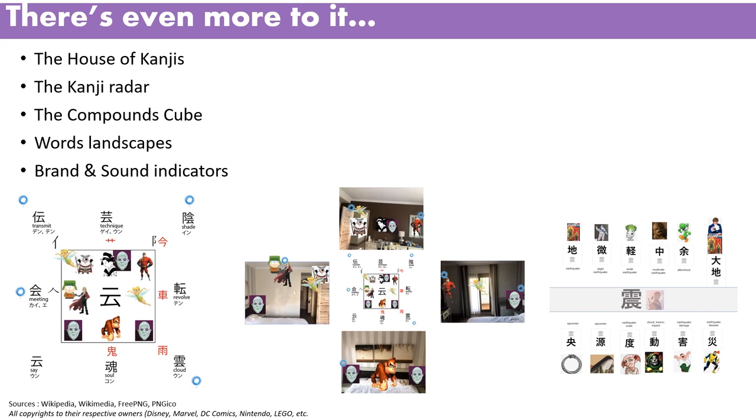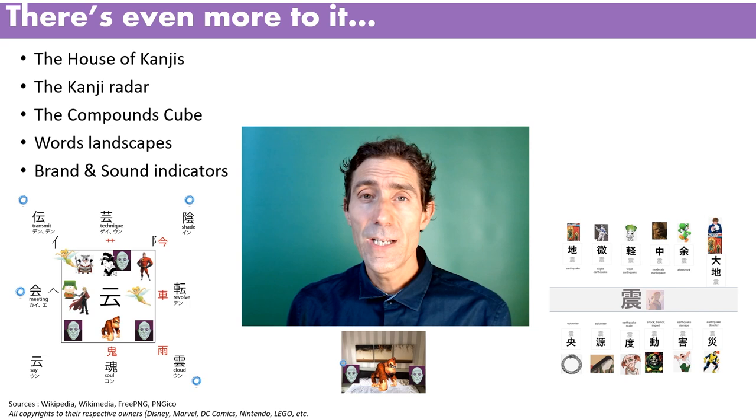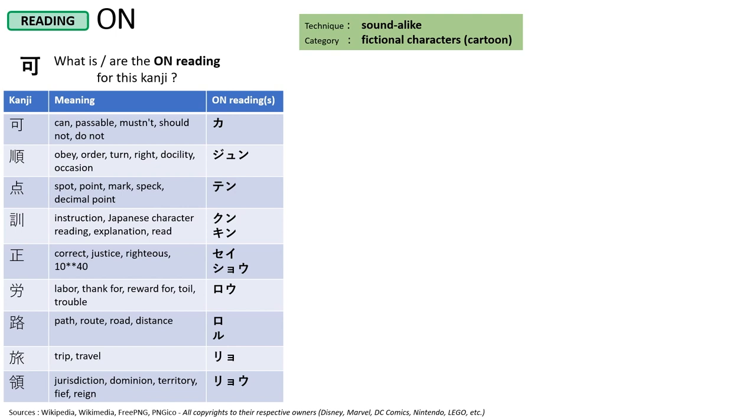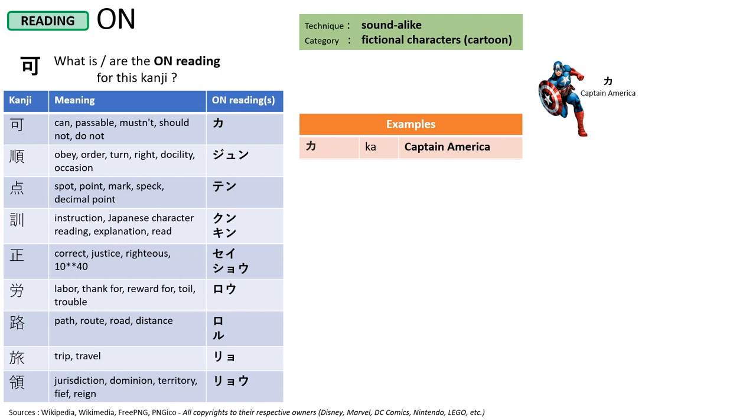Now let's go in detail for each dimension of the kanji, and let's start with the on reading. The question is, what is or what are the different on readings for this kanji? Let's work on a few examples. The technique is sound-alike and the category fictional characters. This first kanji is pronounced ka, and in my system, for that sound ka, I decided to choose the fictional character from Marvel, Captain America. It starts with the sound ka, it ends with the sound ka, so the association between the sound and the fictional character is quite logical.